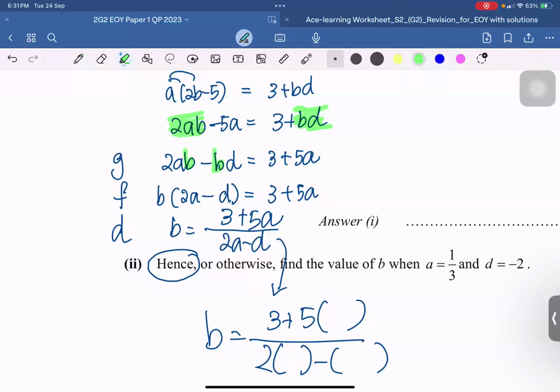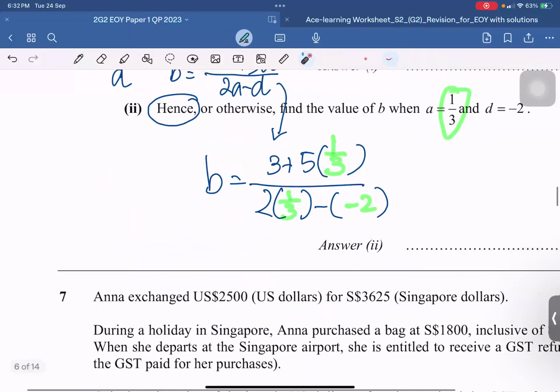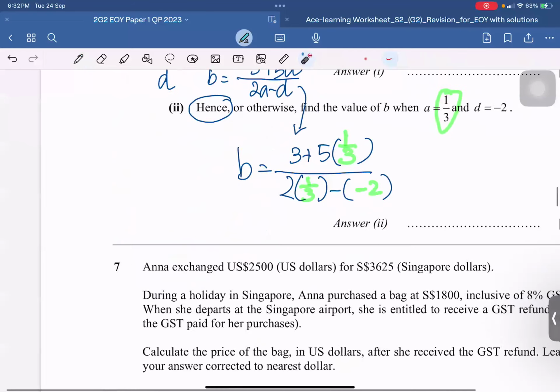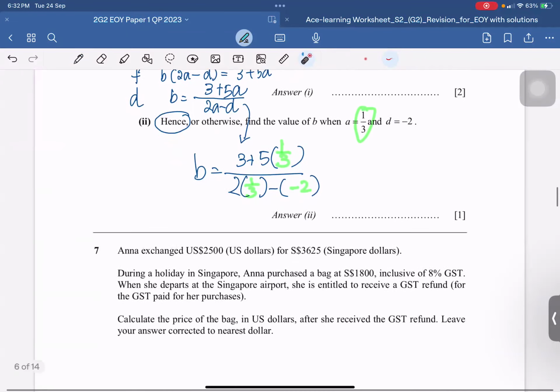Negative 1 over 3. So put 1/3 here. Then the 1/3 negative here, negative 2. Remember this one, negative 2. Make sure you put brackets. Don't just put minus. Okay, so this one you can calculate. Whatever answer, you're going to calculate the number.